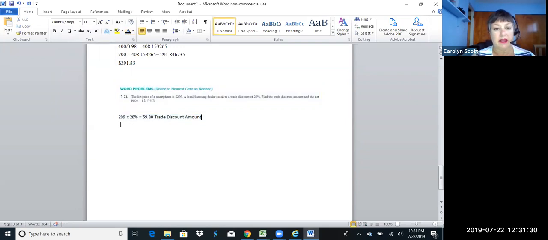So we'll multiply $299 times 20%, which gives us $59.80. That's our trade discount amount. Now we need to find the net price, which is our list price minus the trade discount amount, which is $239.20.